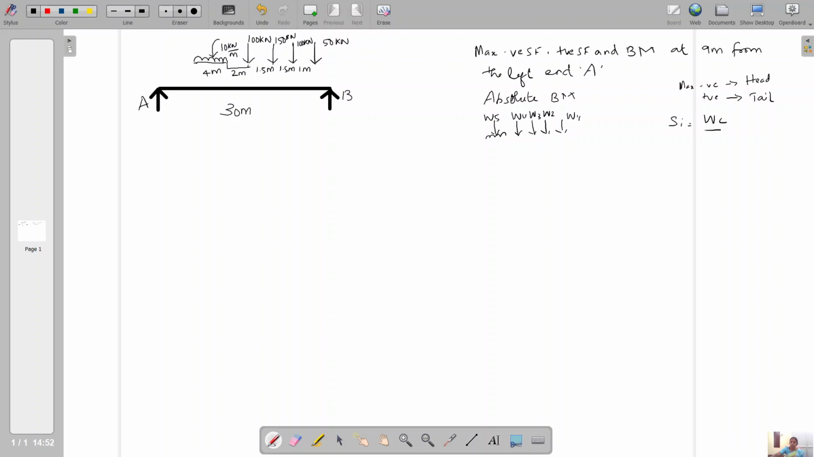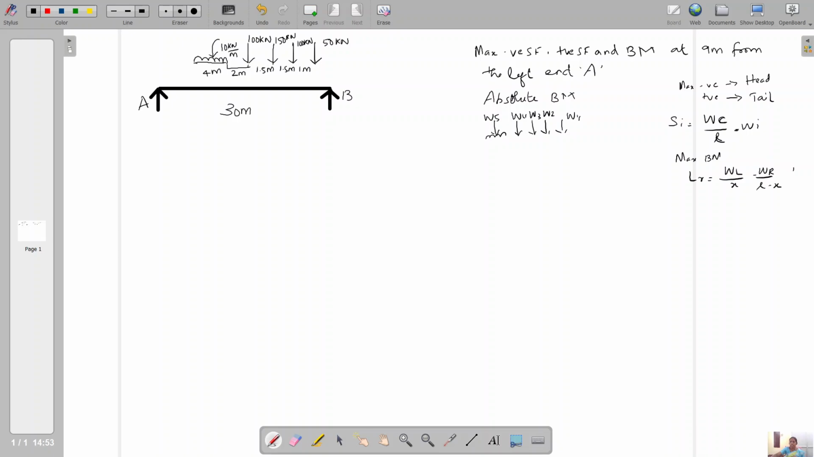SI ratio is WC by L minus WI. WI is the load which is moved away from the section, that is the critical load. C is the spacing between the load moved away from the section and the load placed on the section. L is the span, capital W is the total load. Then for maximum bending moment at a section we need the LR ratio: WL by X minus WR by L minus X.